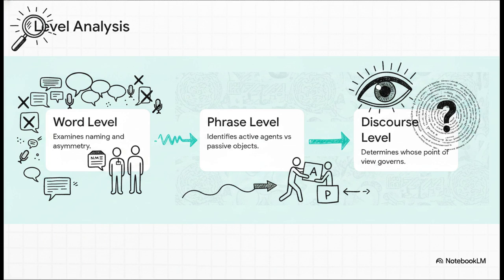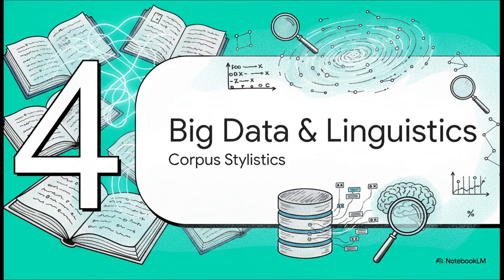Scholar Sarah Mills established a brilliant three-level analysis to figure out exactly who is being heard and who is being silenced in any text. At the word level, we check for those naming asymmetries we just talked about. Down at the phrase level, we look at who gets to be an active agent and who gets reduced to a passive object. And finally, at the discourse level, we ask the big question: whose overall point of view is governing this text? It's a super rigorous framework for taking the invisible dynamics of power and making them totally, undeniably visible. Let's move to Section 4, Big Data Meets Linguistics.